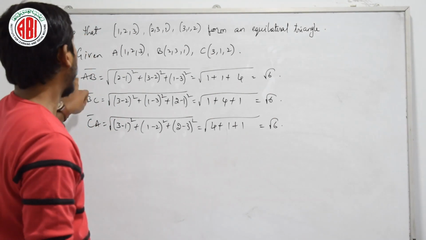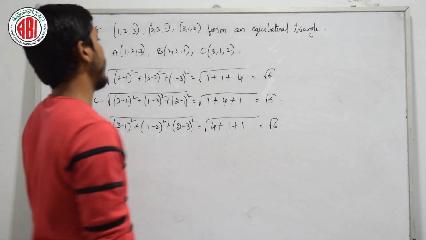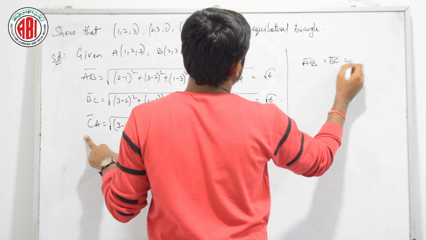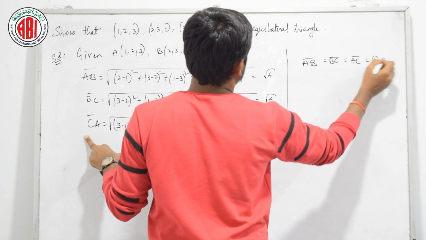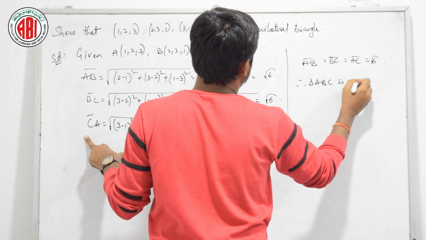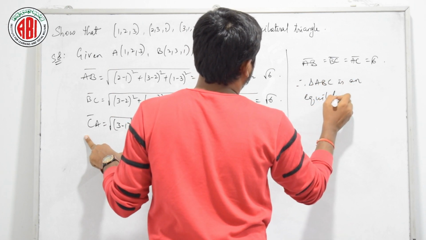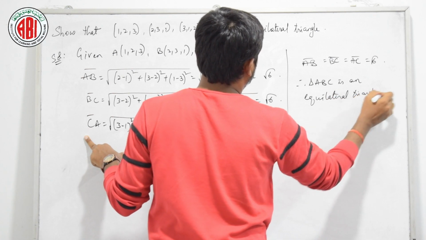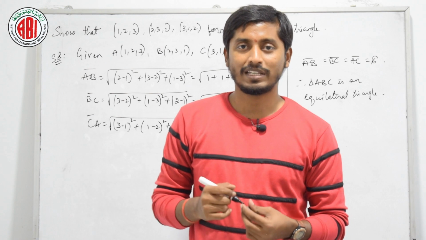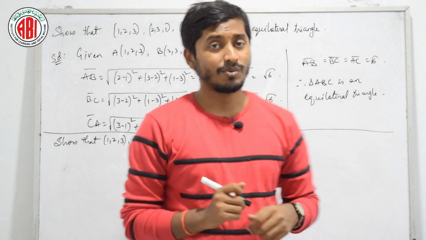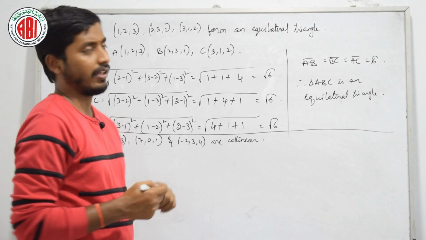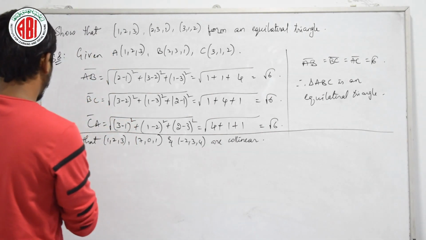If you observe, AB equal to BC equal to AC, that is equal to root 6, therefore triangle ABC is an equilateral triangle. Is it okay? Did you understand? Shall we do one more question? Let's do. The next question given here is, show that these 3 points are collinear, right? Let us write the solution.